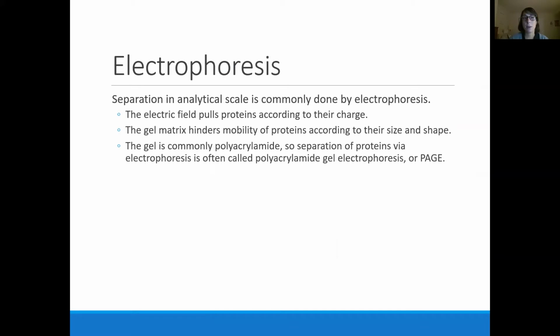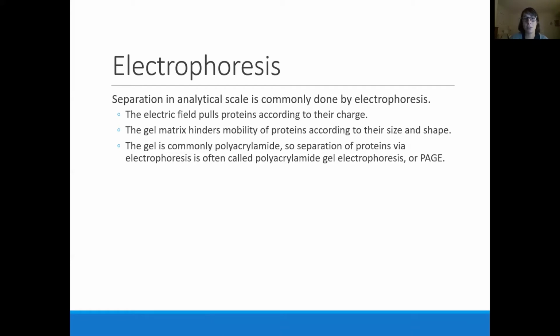Now, another type of separation that we use to look at proteins is called electrophoresis. Electrophoresis is an analytical type of separation. Column chromatography does not tell us how much of a protein is there. It just allows us to separate our protein from other proteins that we don't want. So separate it away from a mixture. Electrophoresis actually tells us some information about the protein.